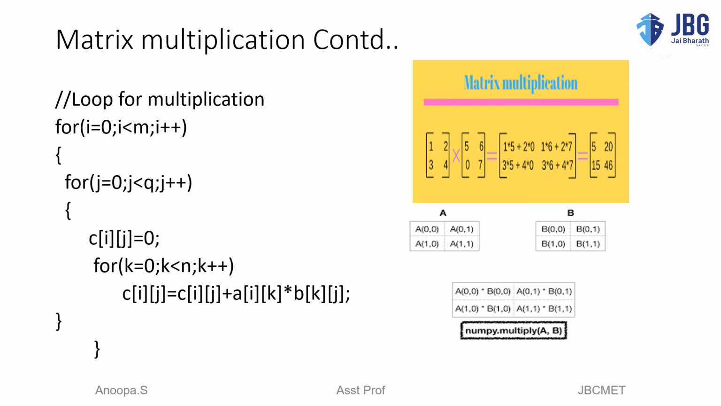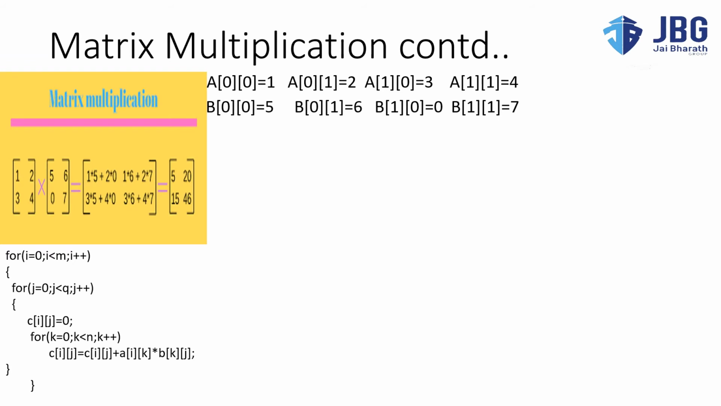I know we will be in a situation of confusion here, so we will see each value of each loop control variable when the program is executed. Now see, I have given the indices of each and every element. A of 0 0 is equal to 1, a of 0 1 is 2, a of 1 0 is 3, a of 1 1 is 4, b of 0 0 is 5, b of 0 1 is 6, b of 1 0 is 0, and b of 1 1 is 7.